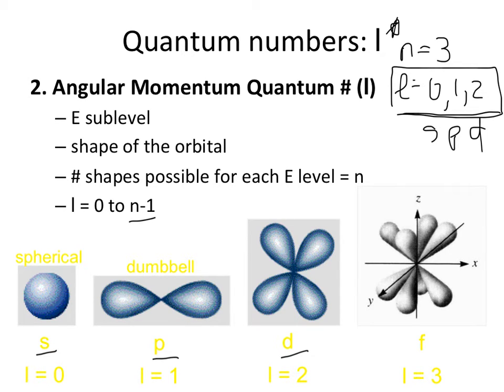In contrast, if we look at n equals 1, the angular momentum quantum number possible is only going to be 0, because 1 minus 1 is 0. So in this case, the only shape possible is an S orbital, which relates directly to our orbital filling and things of that sort when we use the periodic table.